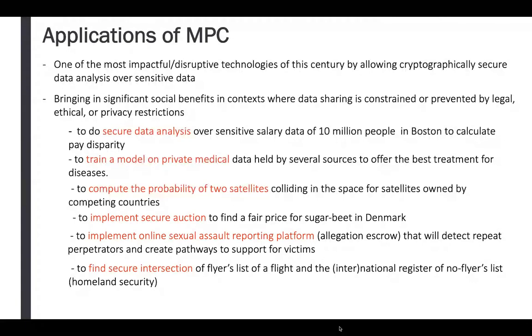In this situation, MPC can be used to compute the probability of the two satellites colliding with each other, where the countries, India and China, provide their private orbital information as the private input to the computation, and the computation is nothing but calculating the probability. So this way, MPC comes into the picture. In fact, it is two-party computation between two parties, and they can find out the probability that their satellites collide in space. This is one example.